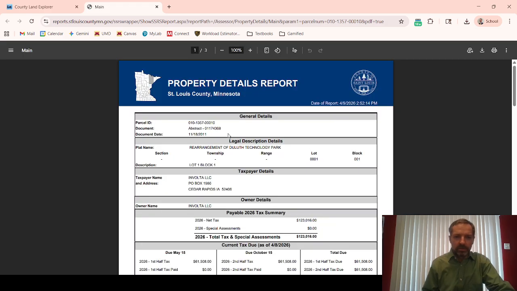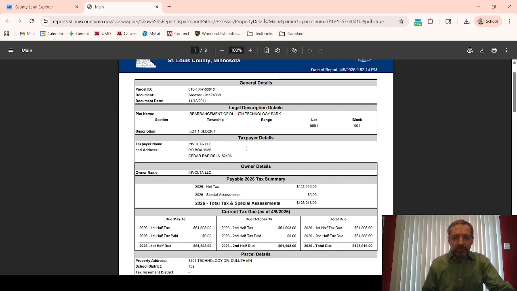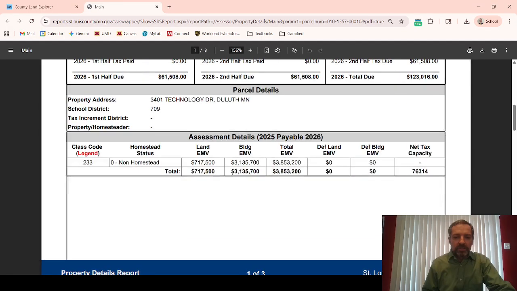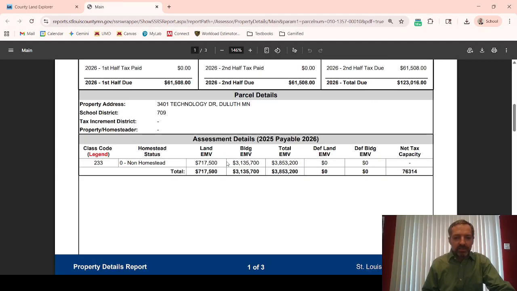All right, so it gives us a lot of information. One of the pieces of information, though, are these assessment details down below. And so according to the county, they are guessing that the total market value, in other words, if this were sold, what would they get for it, is $3.8 million. Now, they break that down between what is the land worth and what is the building worth. And if you add those two together, you will see that it does equal $3.8 million.